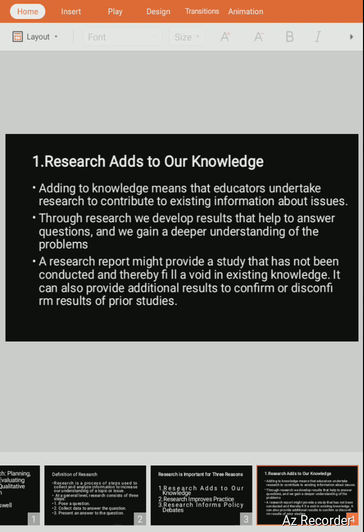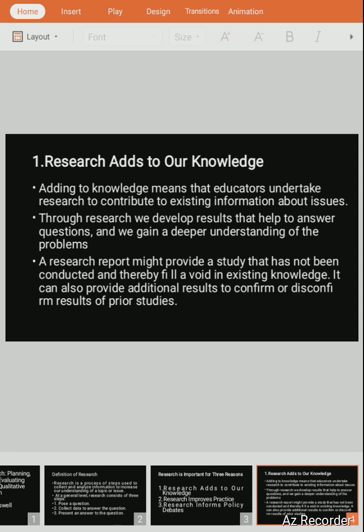And a research report might provide a study that has not been conducted. It's important to know that for a study that has already been conducted, we cannot research on that topic. We have to find a topic that has not been worked on yet, and therefore fill a void in existing knowledge.